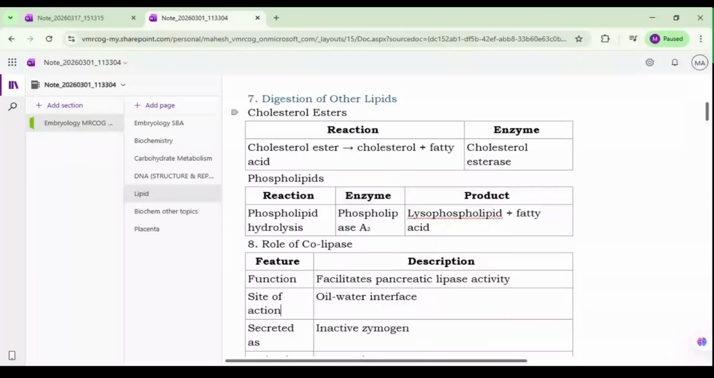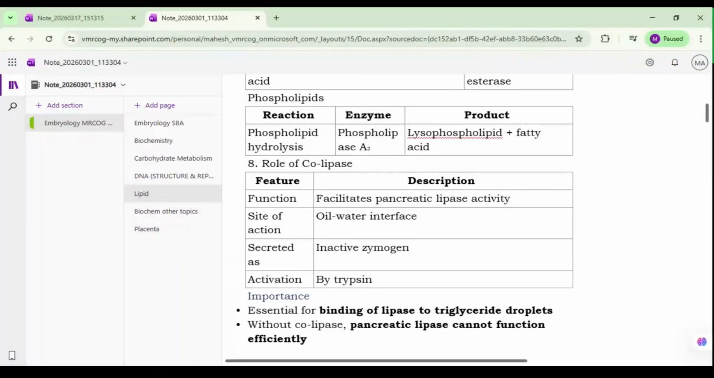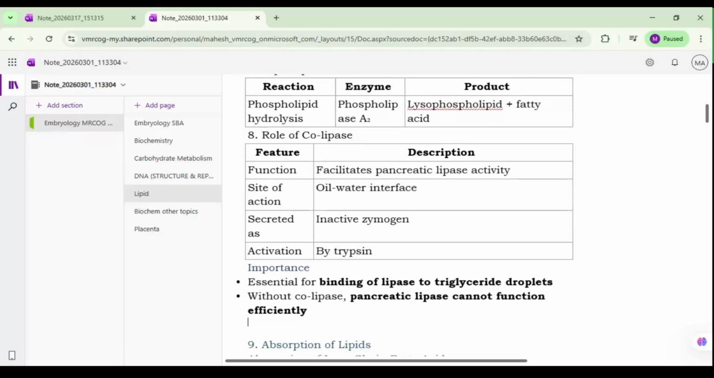But apart from pancreatic lipase, pancreatic lipase does not act directly; it requires colipase. So there is a very important role of colipase. It facilitates the pancreatic lipase activity. The site of action is the oil-water interface. It is secreted as an inactive enzyme in the form of a zymogen, and activated by trypsin. Remember that colipase is essential for binding of lipase to triglyceride droplets. Without colipase, pancreatic lipase cannot function efficiently.